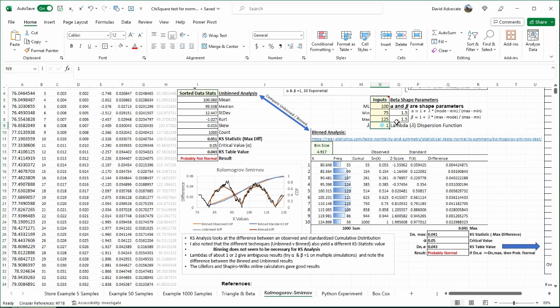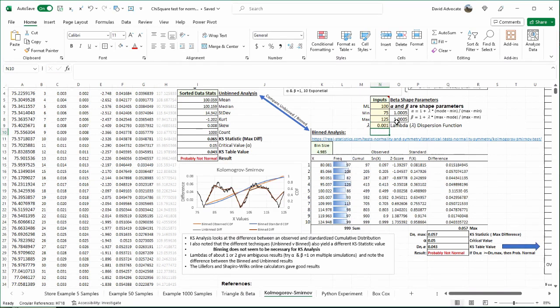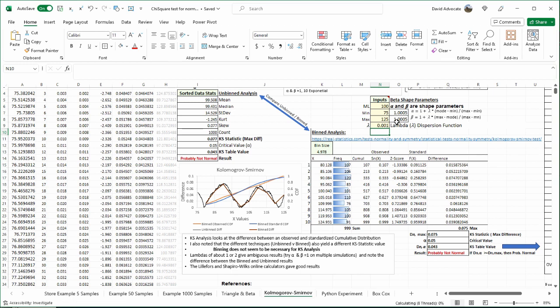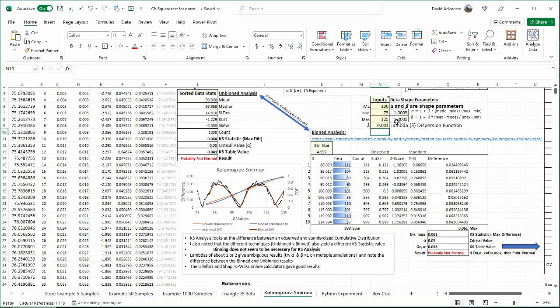If we make the lambda 0.001, then we're basically looking at a uniform distribution, and let's see what we get here. Both of them say probably not normal, probably not normal, probably not normal, probably not normal. Let's change the lambda back to 10, but in this case here, let's make this a skewed distribution. So we'll change the max to 200, and we'll see what we get on our results.